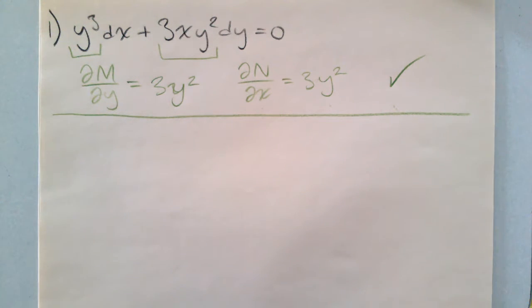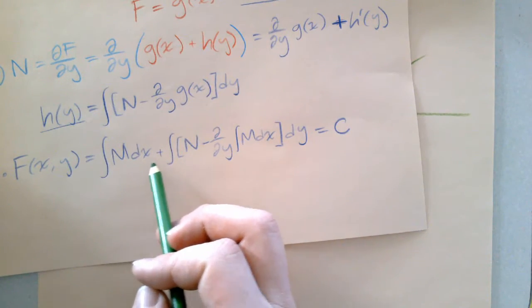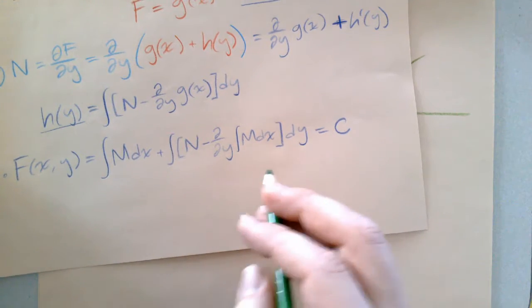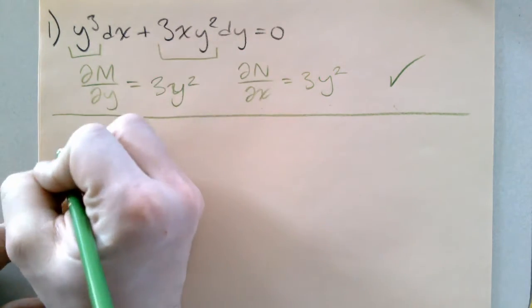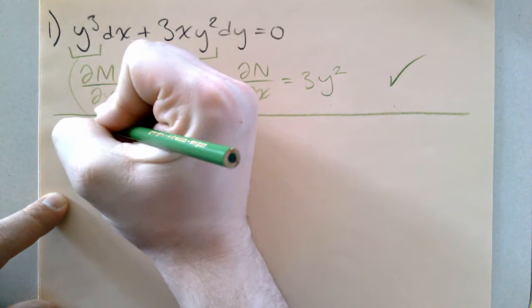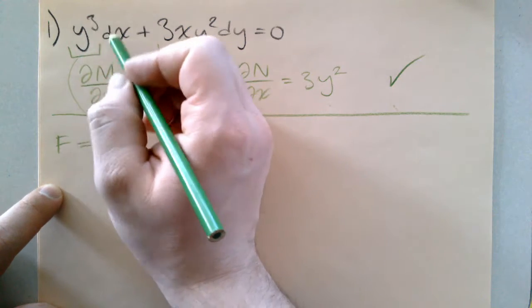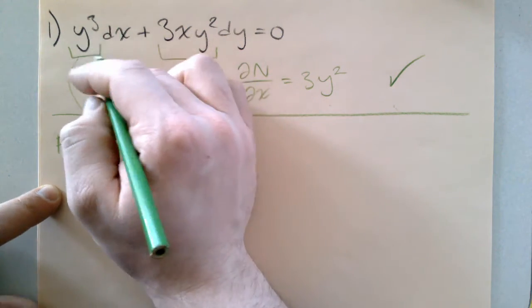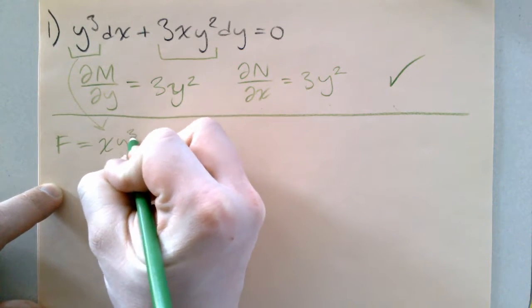So now that we've proven that, we can go on and actually find that function, f. So we'll go back and find integral of m dx plus all these terms, and that'll be equal to c. So let's start just with that first term. So that will be that our function f will be equal to this first part of our exact equation. We integrate that with respect to x. And since this only has y in here, all we have to do is add an x to the start of that. So we have xy cubed.